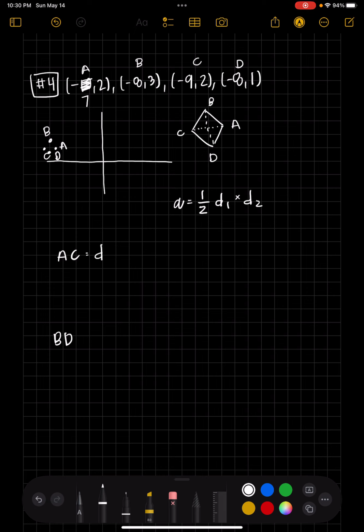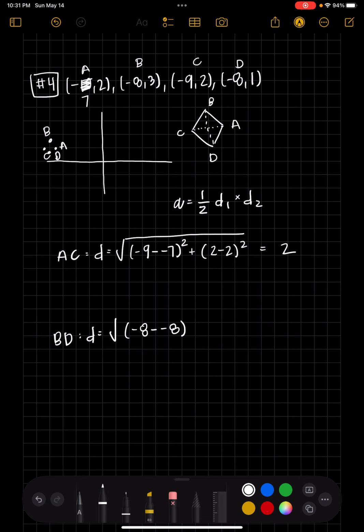So A to C would give me, using C as the second point, negative 9 minus negative 7 squared plus 2 minus 2 squared, and we end up with 2 as our distance. And then B to D, I'm going to use D as my second point, so I'm going to have negative 8 minus negative 8 squared plus 1 minus 3 squared, which again gives me 2.